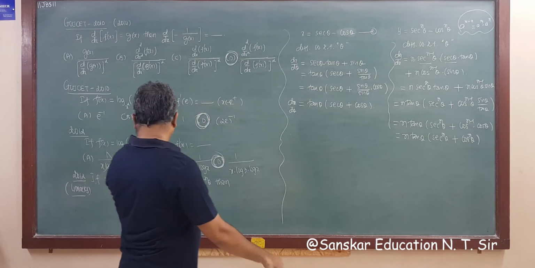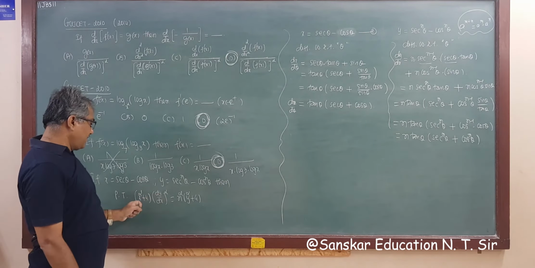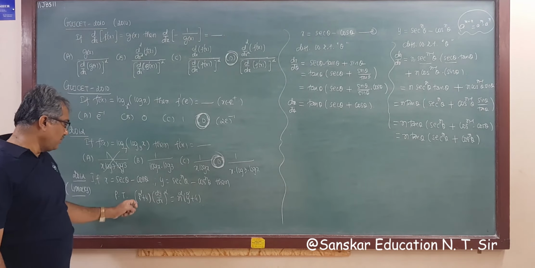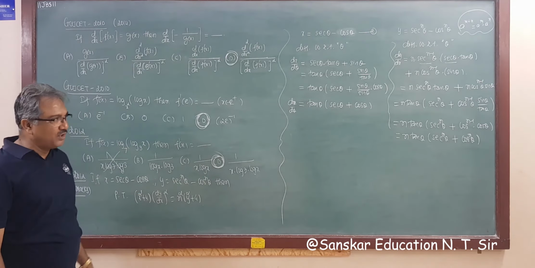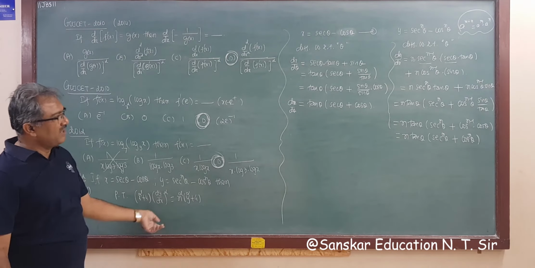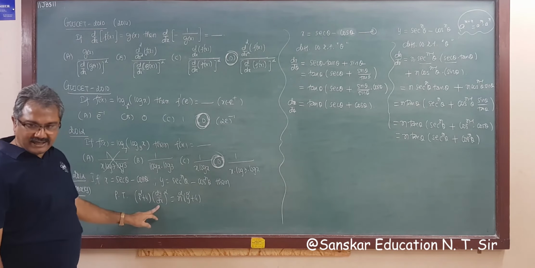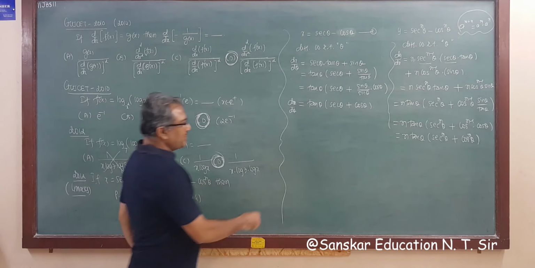So we have to find out x. This we have to prove: (x square plus 4) (dy by dx) whole square is equal to n square into (y square plus 4). So we have to prove this thing. So first of all, dy by dx is here. So what is your dy by dx?